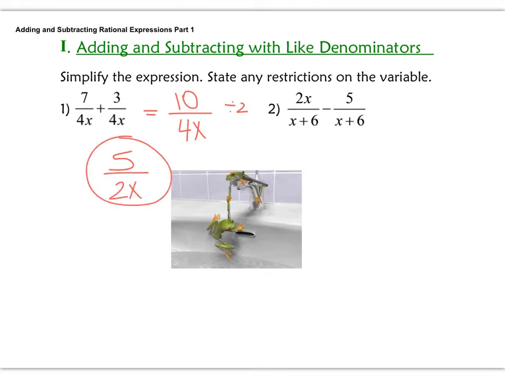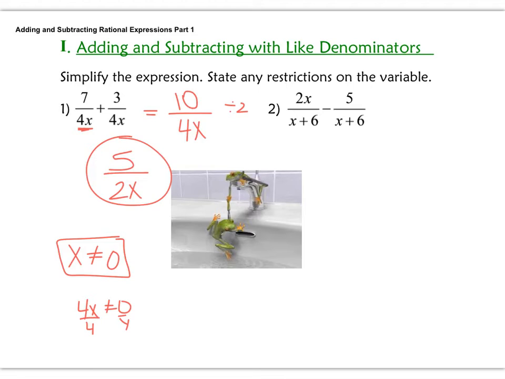Now, also thinking back to restrictions, remember that from last week. X would not be allowed. Again, if you were looking here, it'd be 4x cannot be 0, so divide by 4, so x cannot be 0. That would be your restriction.